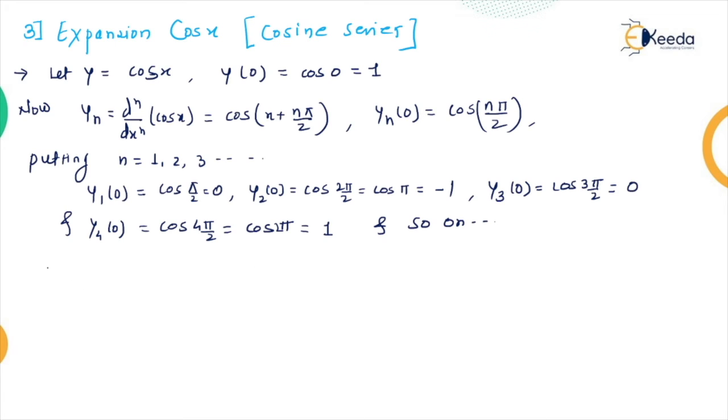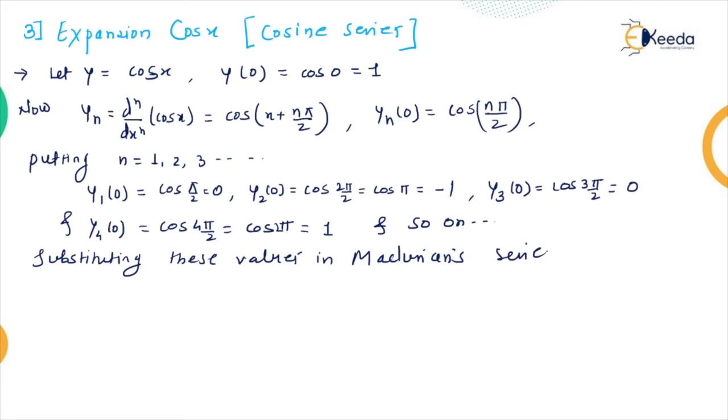So substituting these values in the Maclaurin series expansion, as you know very well. Now let's see what the Maclaurin series expansion is. y is equal to y of 0 plus x into y1 of 0 plus x square divided by 2 factorial into y2 of 0 plus, and so on.